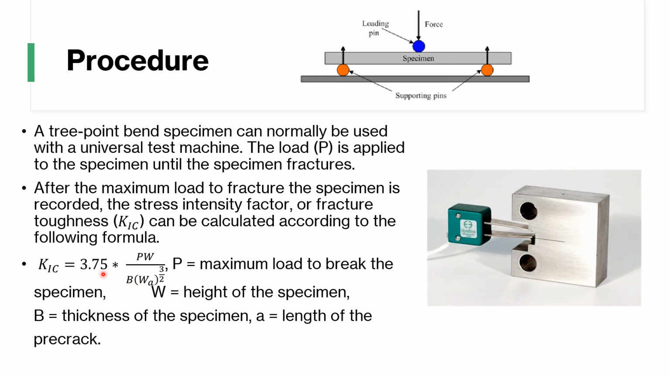So KIC equals 3.75 times your load times your height, divided by your thickness times your height, and that's to the power 3/2. And this little a is just telling you this is the load on the length of that pre-crack. So you have your specimen and you have your load right here, and there's a crack right here. And you have your height, which is your W right there, and there's also the length of that pre-crack.